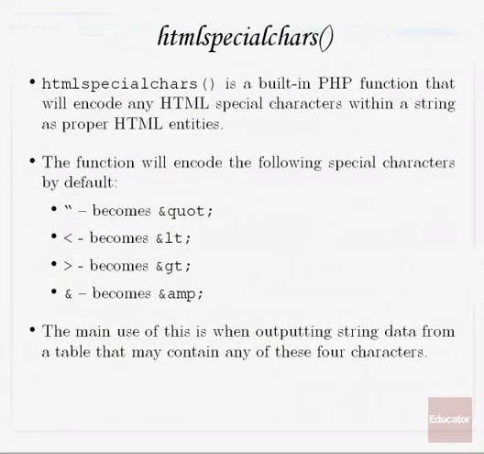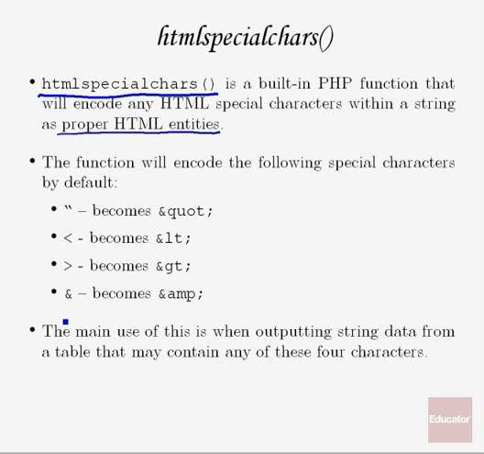One of the things PHP provides is a special function called htmlspecialchars, and basically what that does is it encodes any special characters, or characters that have special meaning in HTML, into the proper HTML entities. So for example, if we have data stored in our database that contains a double quote or a less than sign or a greater than sign or an ampersand, those are special characters in HTML.